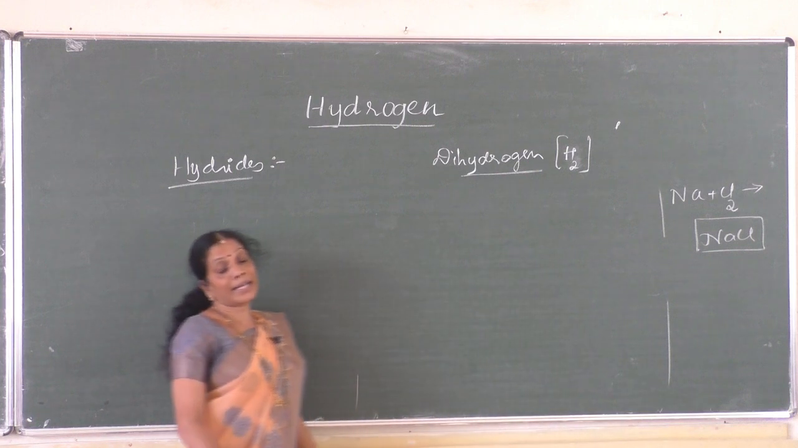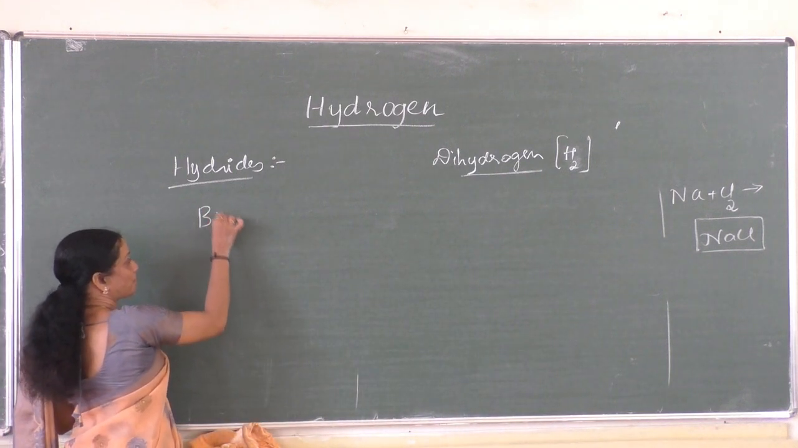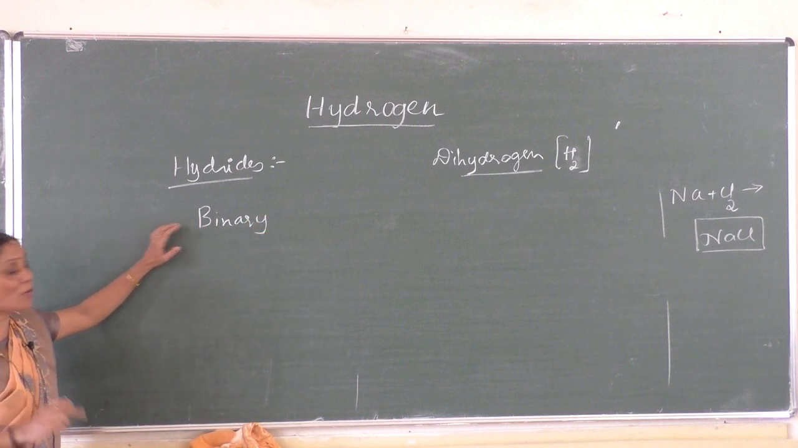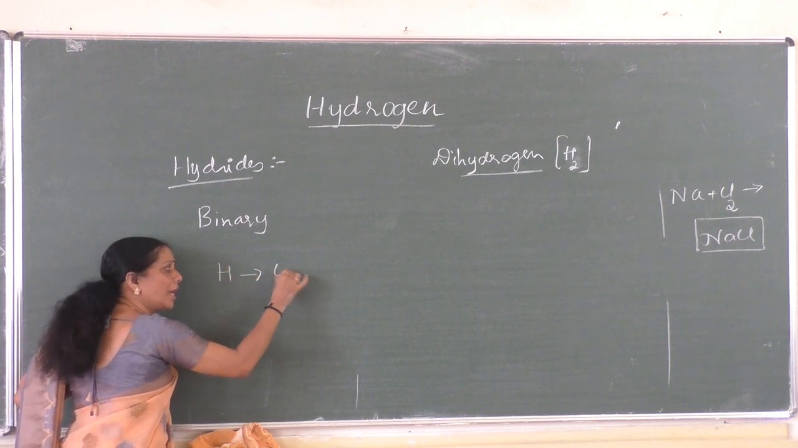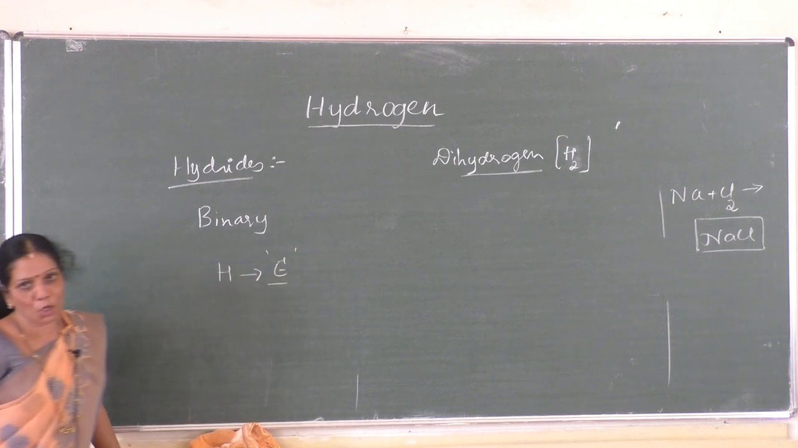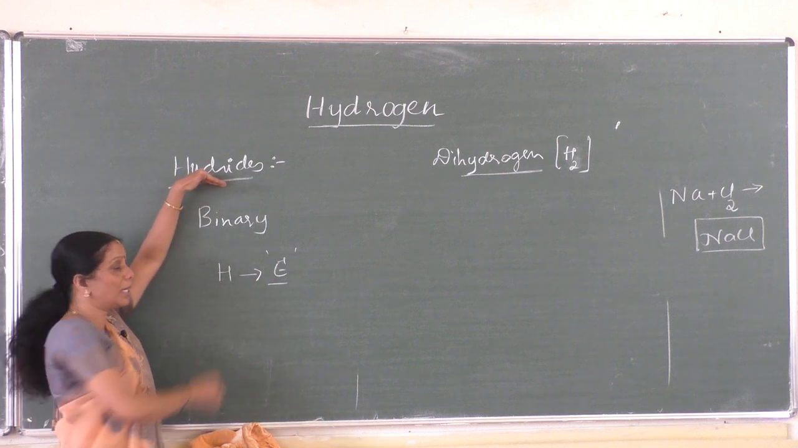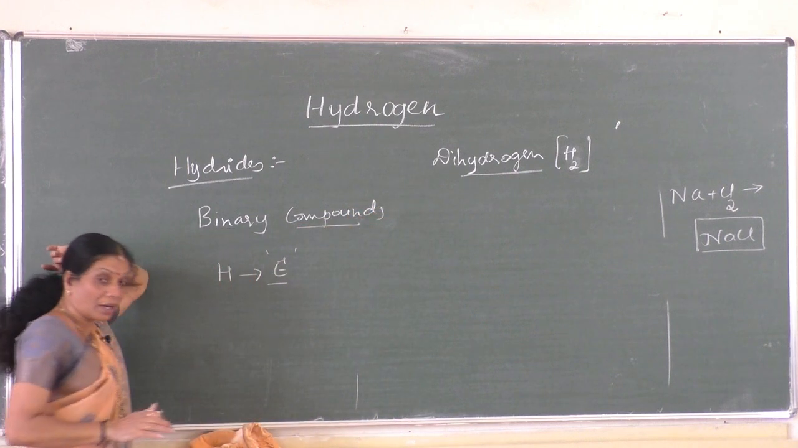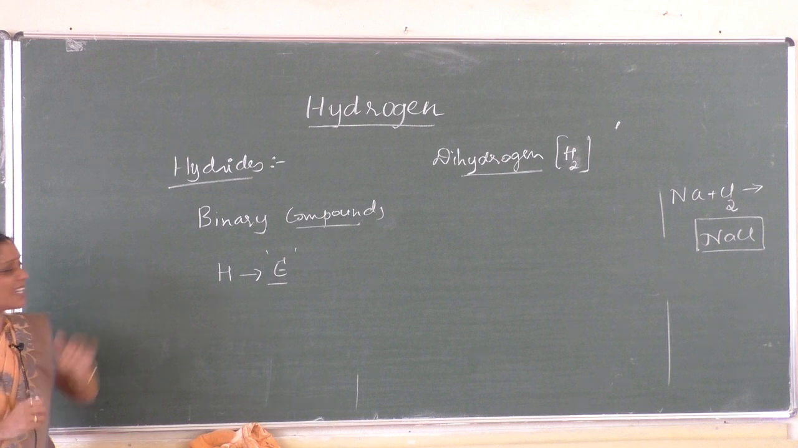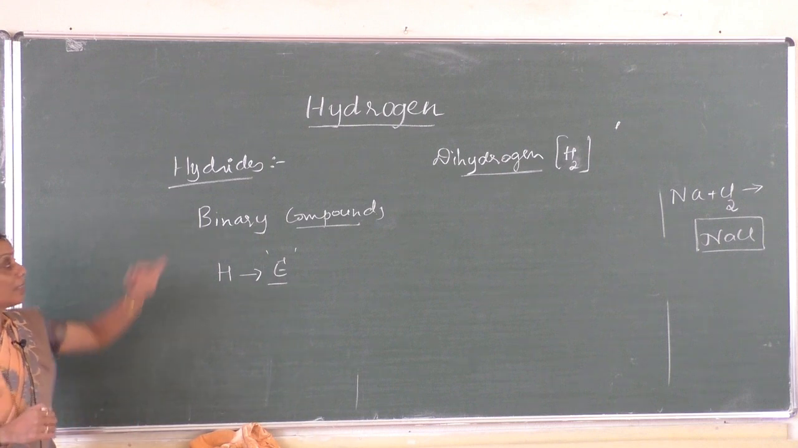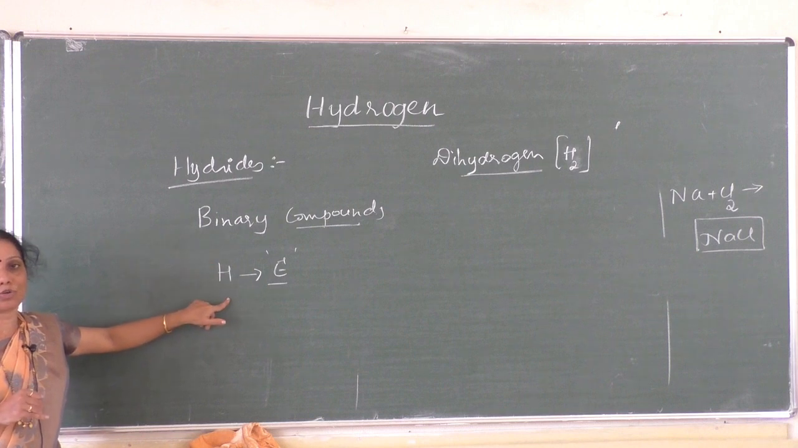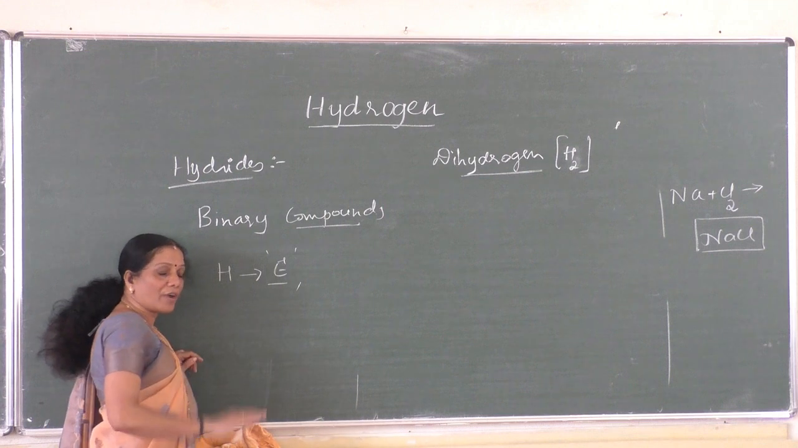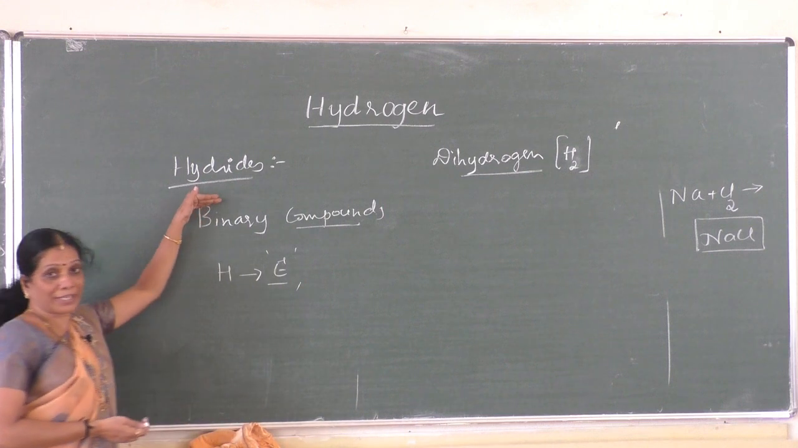Then what are hydrides? Listen here students, hydrides are nothing but binary compounds of hydrogen with any other element except noble gases. Understood? Binary means whenever a compound is formed from two different elements, it is called a binary compound. Therefore hydrides are binary compounds of hydrogen with other elements.